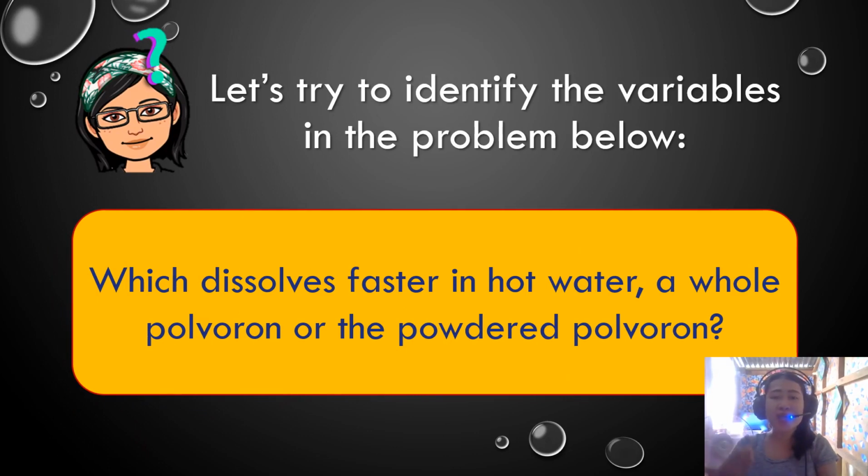In order to have an easy understanding on independent, dependent, and controlled variables, let's try to identify the variables in the problem below. Let us read together the question. Which dissolves faster in hot water? A whole polvoron or the powdered polvoron? Read it again by yourself.